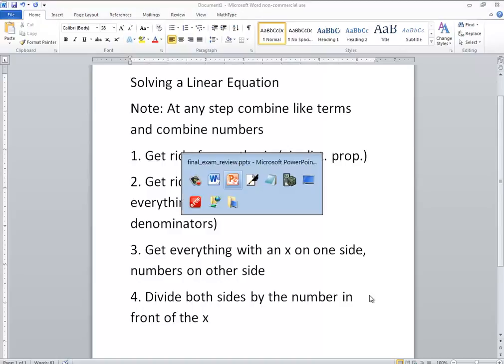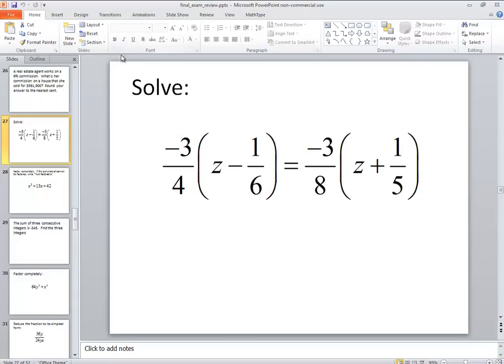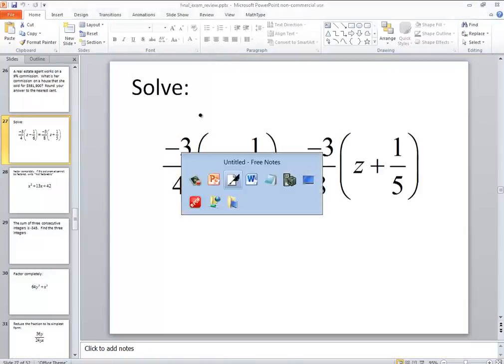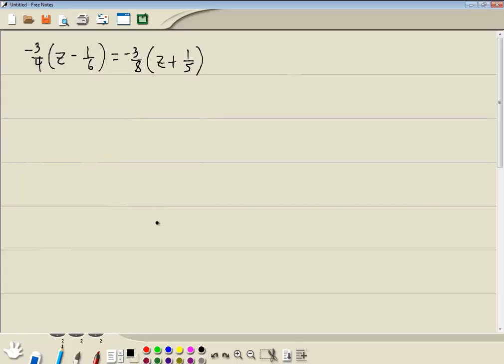Okay, so let's go through this problem. So we've got negative 3/4 times Z minus 1/6 equals negative 3/8 times Z plus 1/5. Okay, first step, get rid of parentheses. And we'll do that via the distributive property.